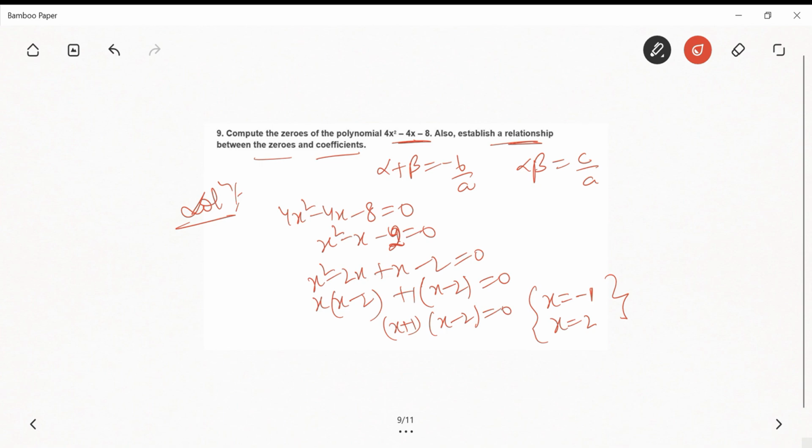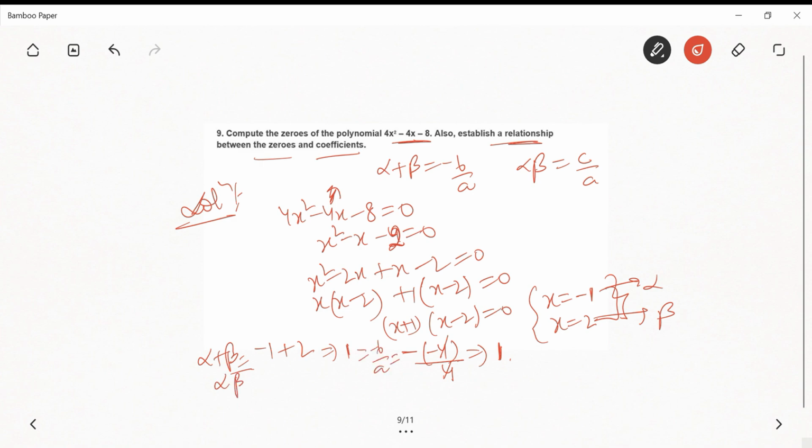Now we will do the summation of these two roots or two zeros. So minus 1 plus 2, that means alpha plus beta we are doing now. Let's say this is your alpha and this is your beta. So we will get 1, correct? And it should be equal to minus b by a. What is the value of b here? That is minus 4. So minus into minus 4 divided by 4. So 4 and 4 cancel, minus minus plus, so you will get 1. That means alpha plus beta is equal to minus b by a.